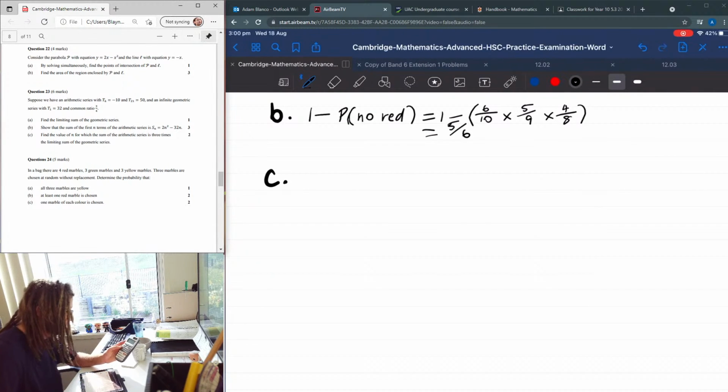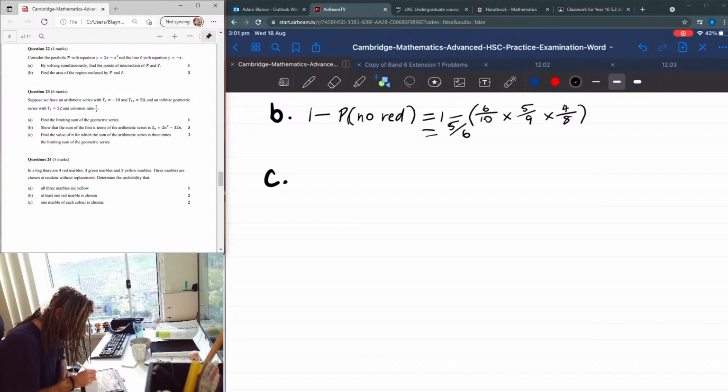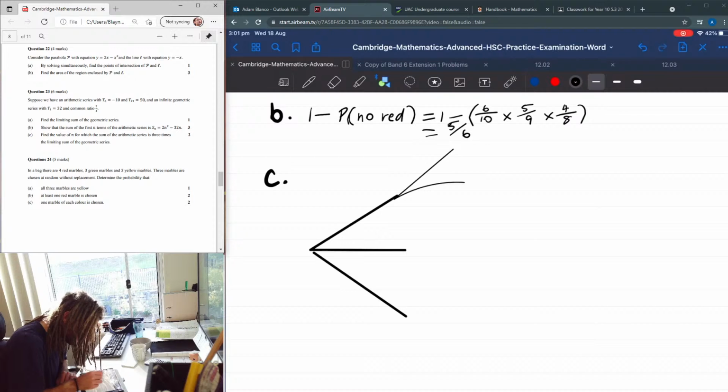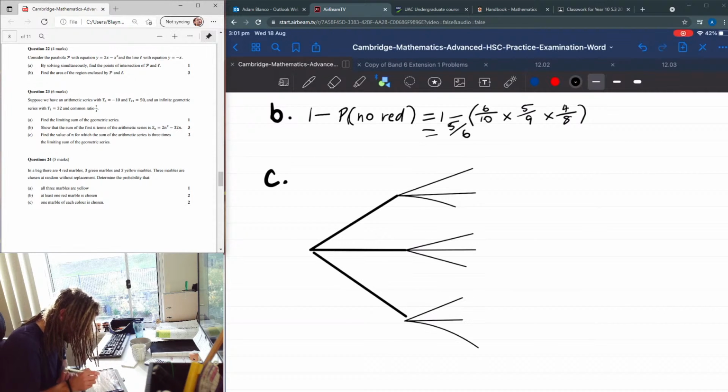Okay, and C. 1 marble of each color is chosen. Probability that 1 marble of each color is chosen. Ooh. This is going to require a tree. Damn it. Okay, screw it. You've got 3 things. So 1, 2, 3. Off that, I've got 1, 2, 3. 1, 2, 3. And each of those is 1, 2, 3. Yuck.